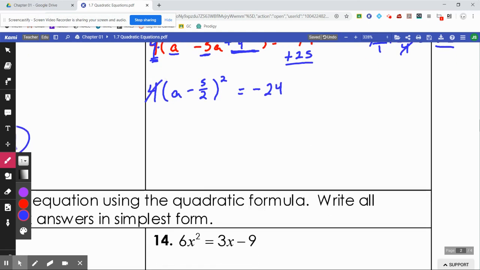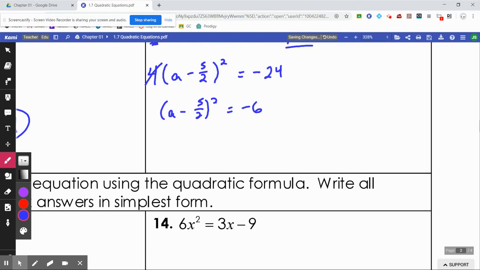Next step, we're going to get rid of the 4 by dividing, which gives us a minus 5 halves squared equals negative 6. To get rid of a square, we do plus and minus the square root. A minus 5 halves equals plus and minus the square root of negative 6. Now I'm going to write that as the square root of negative 1 times the square root of 6, which will be i root 6.